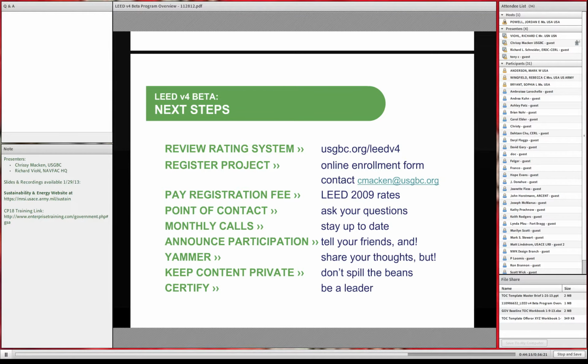So that's the really quick overview of the program. I wanted to provide as much time as possible for questions, so I'm happy to take those now.